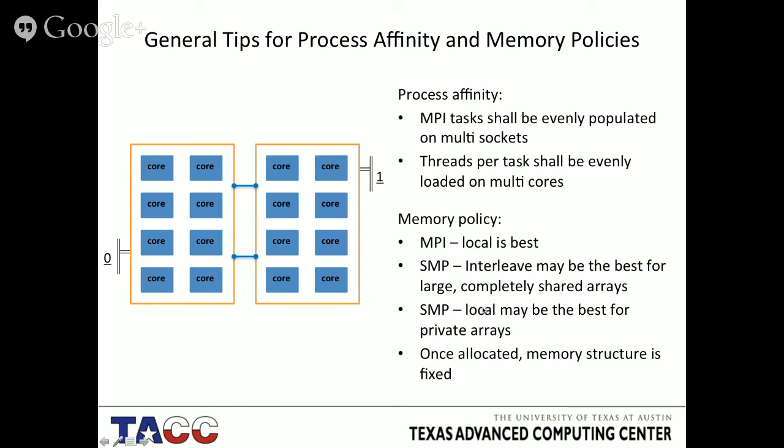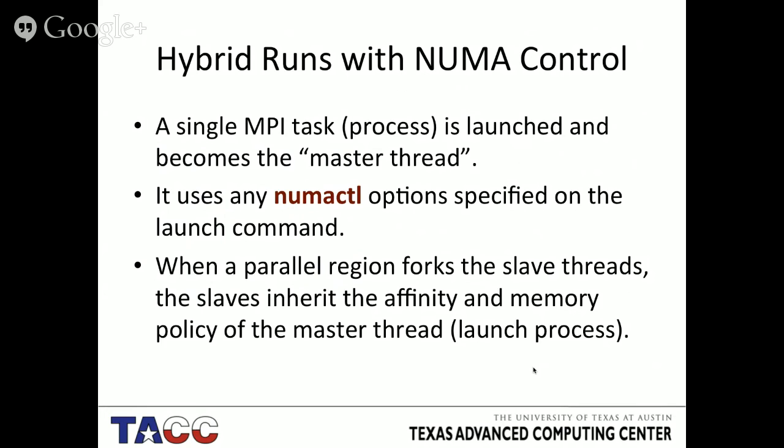Normally, if you have the threads accessing local memory, or just local sections of arrays only, then of course local is going to be better. And once allocated, the memory structure is fixed. You cannot change the policy and move that. You'd have to remove it, reallocate it, and touch it to make that change.